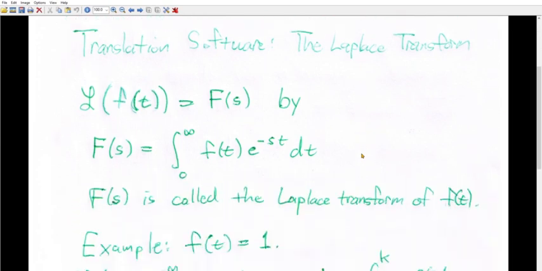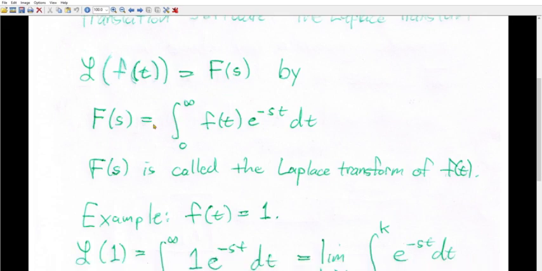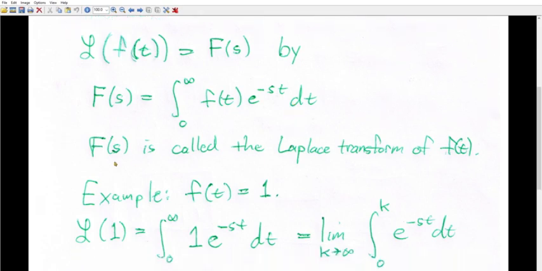The Laplace transform of a function of t will equal cap F of s, and that's the notation. Little f of t is transformed to cap F of s by this integral, the integral from 0 to infinity of f of t e to the minus st dt. Cap F of s is called the Laplace transform of little f of t.